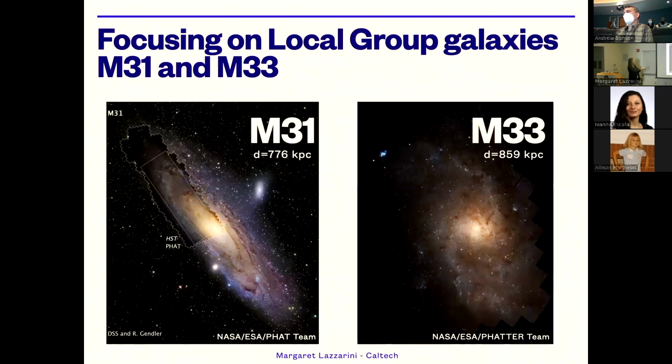This jagged outline shows the outline of the HST FAT survey. And then in M33, this image is actually a mosaic from the HST data that we have in M33 to show these two galaxies side by side. So in M31, the FAT survey covered like a third of the northern disk of M31, and in M33, the HST survey covered the inner disk of the galaxy.